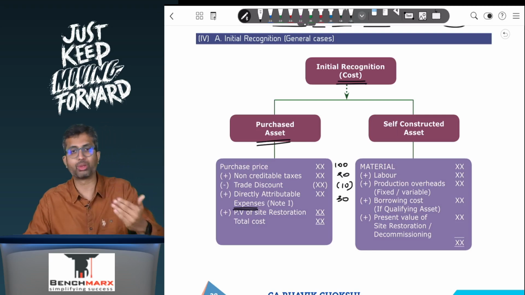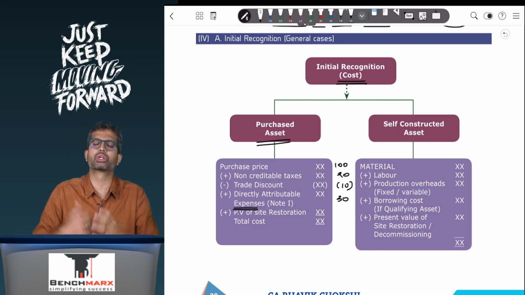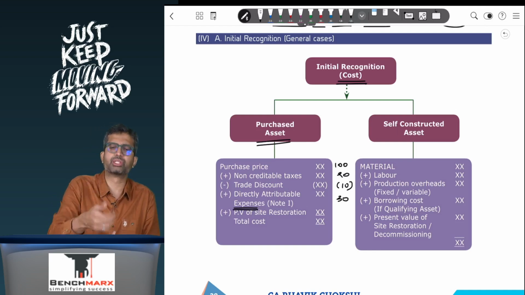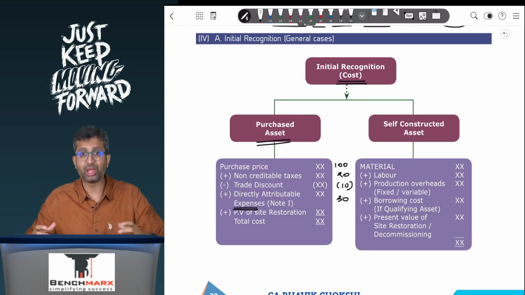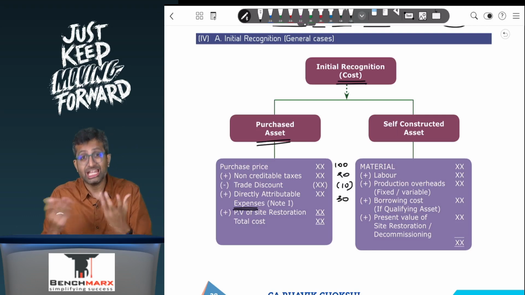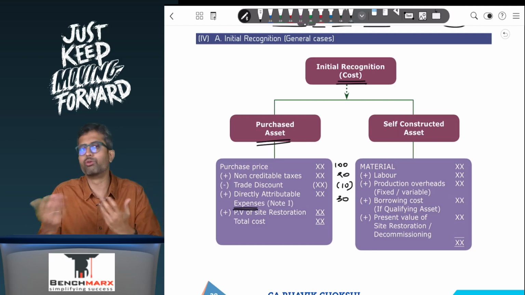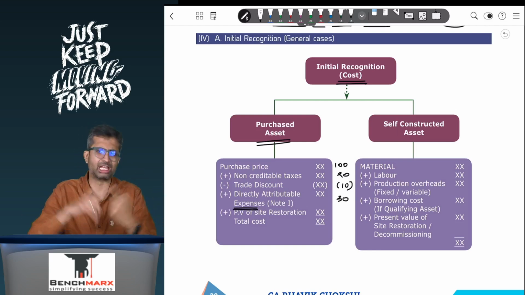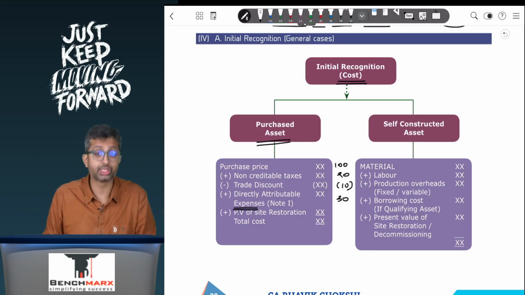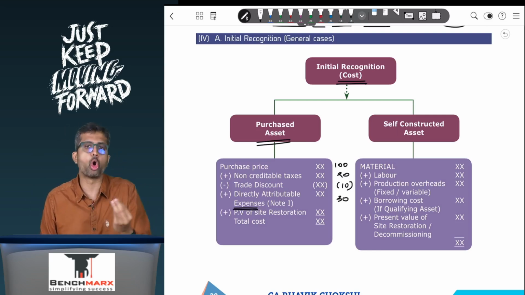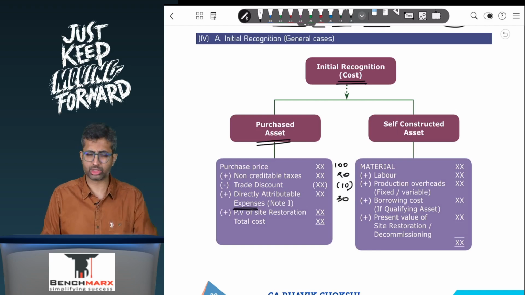Now sometimes you might not purchase an asset, sometimes you might construct your own asset, in which case instead of the purchase price that you are paying to the supplier, you will have direct material cost, direct labor cost, certain direct expenses, overheads. Again, overheads can be production, administration, selling and distribution. You will have overheads, can be fixed or variable. What all will be going as a part of your cost of the asset?